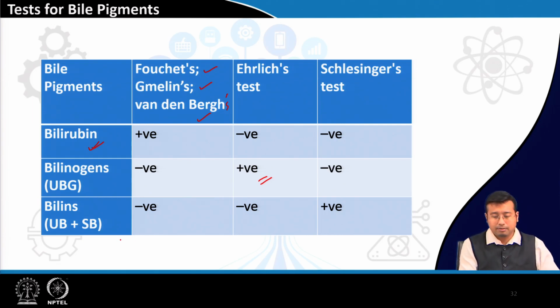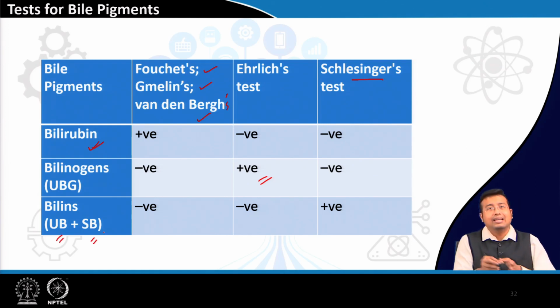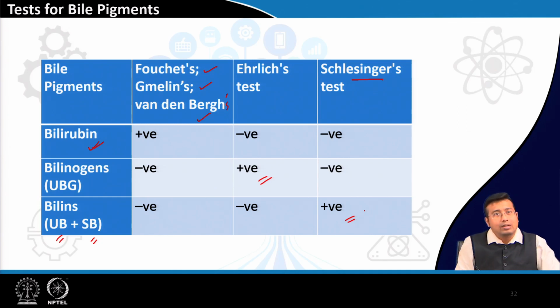And urobilin, Schlesinger's test, okay, this is very important. This is specifically for urobilin and stercobilin, which give a positive test. It should be noted that these tests are mutually exclusive, meaning Fouchet's test and Gmelin's test are positive for bilirubin and negative for urobilinogen and urobilin. Likewise, Ehrlich's test and Schlesinger's test are positive respectively for urobilinogen and urobilin, all right.